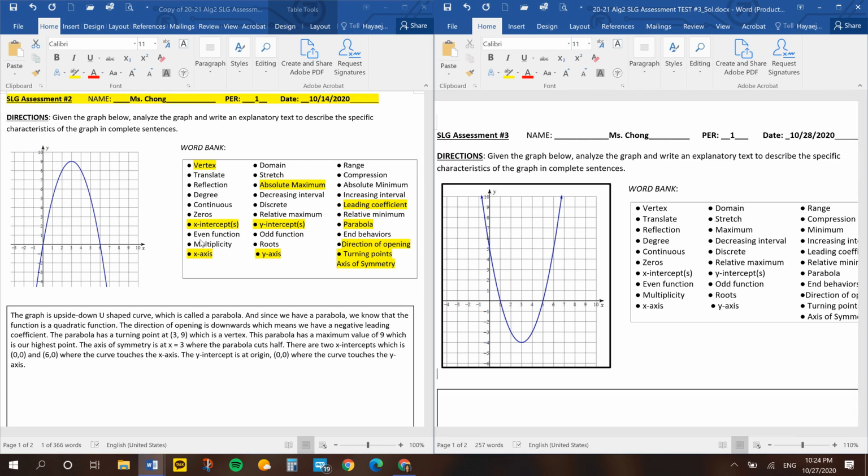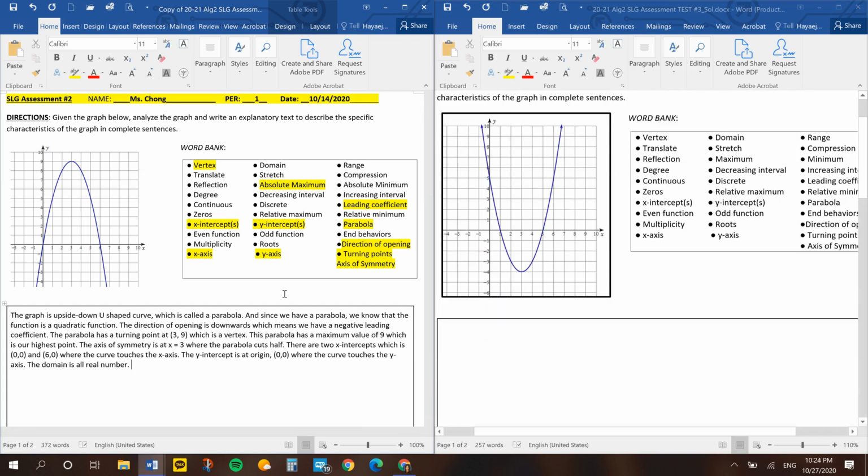So I already used 1, 2, 3, 4, 5, 6, 7, 8, 9, 10, 11. You can stop here. If you want to explain a little bit more, you can say the domain is all real numbers. Same thing with SLG number 3. The domain is all real numbers. Let's stop here. That's enough.